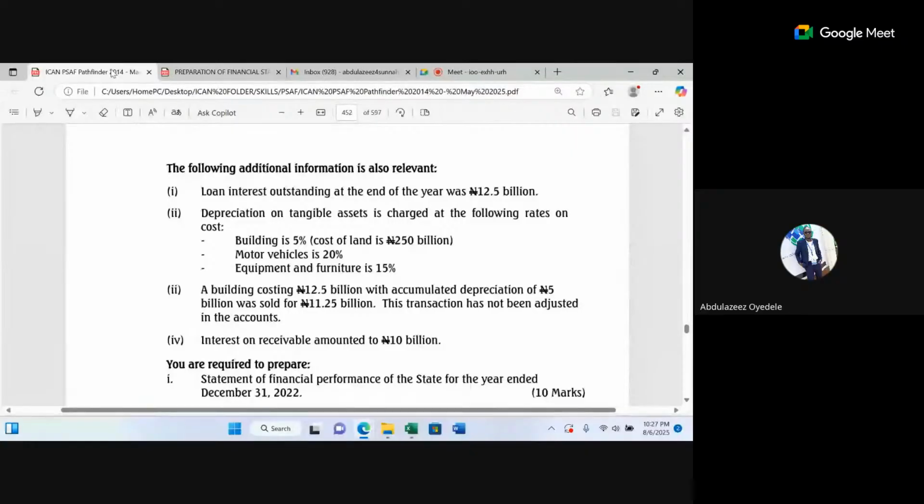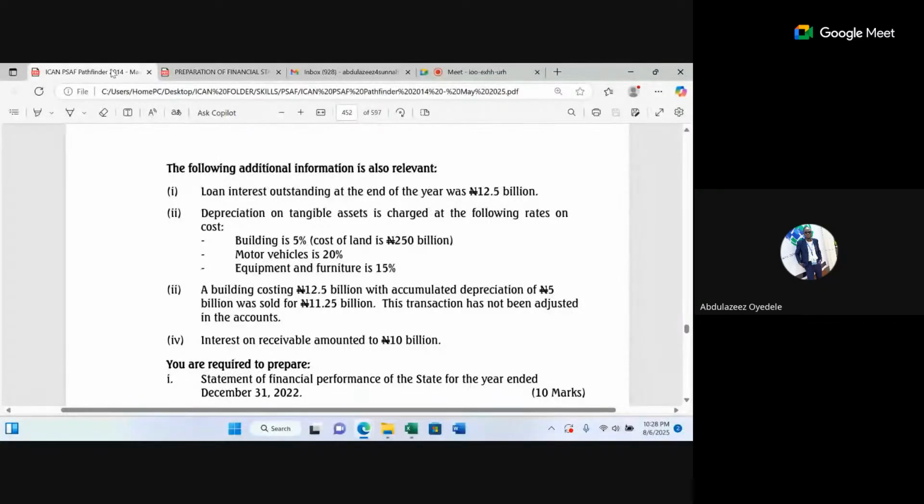Okay. Now, moving forward, on this additional information, we want to check if there is a gain or a loss on disposal. According to the provisions of IPSAS 17 or IAS 16, talking about non-current assets, when there is a disposal of non-current assets, there is usually supposed to be either a gain on disposal or a loss on disposal. So that is what we'll test on this particular item as well.